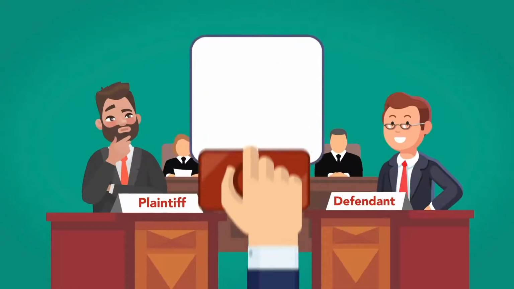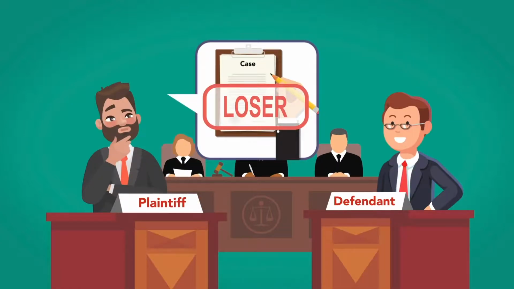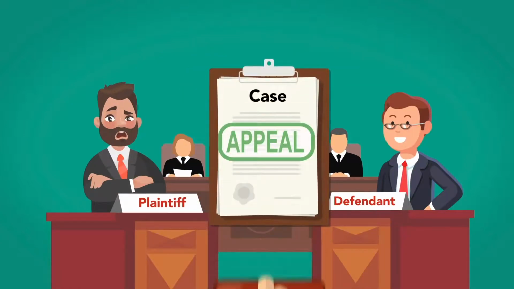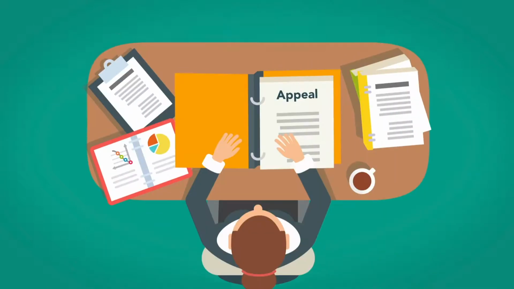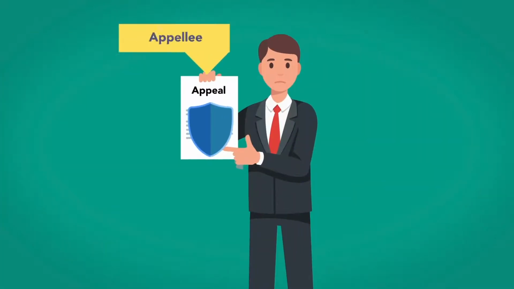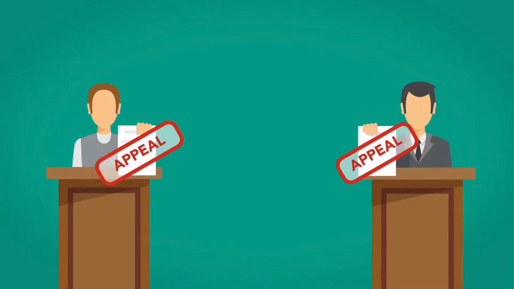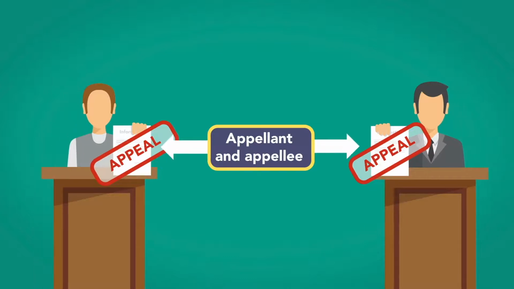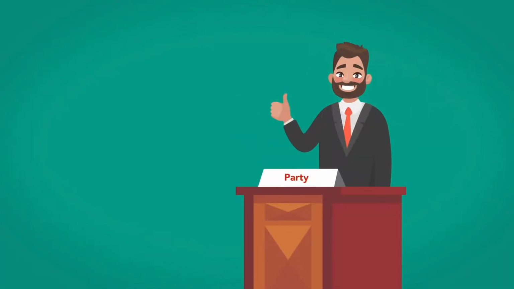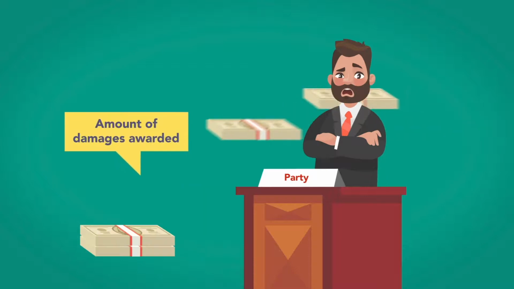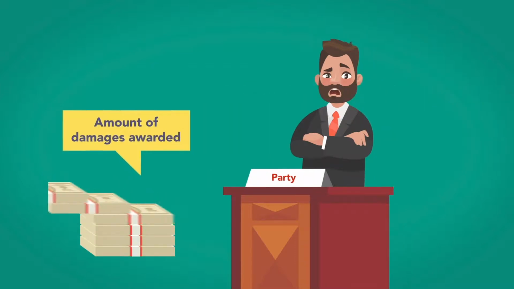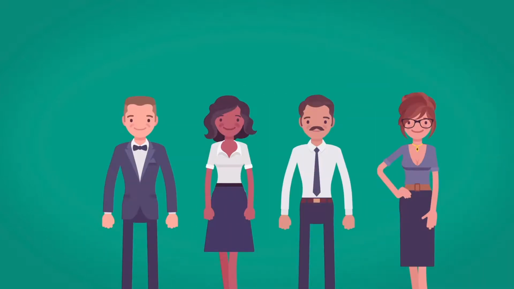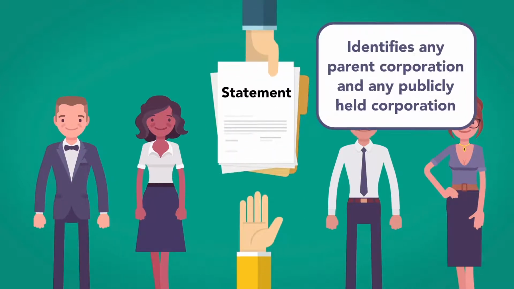Any party who loses all or part of a case on the trial level may appeal that case. The party filing the appeal is called the appellant, and the party defending the appeal is called the appellee. There may be times when both parties appeal a decision, in which case each party may be both the appellant and the appellee. This may happen, for instance, when the party wins a case but is dissatisfied with the amount of damages awarded.